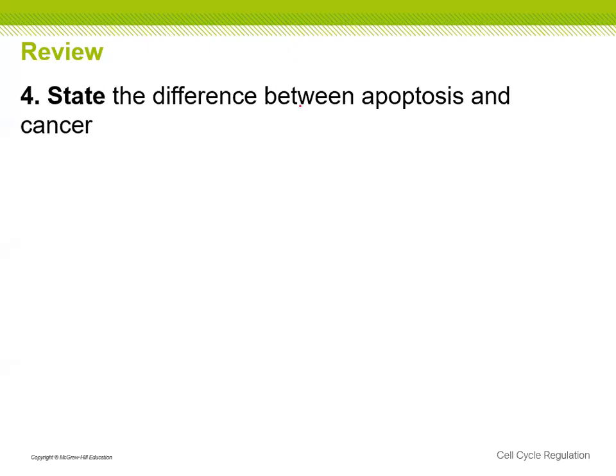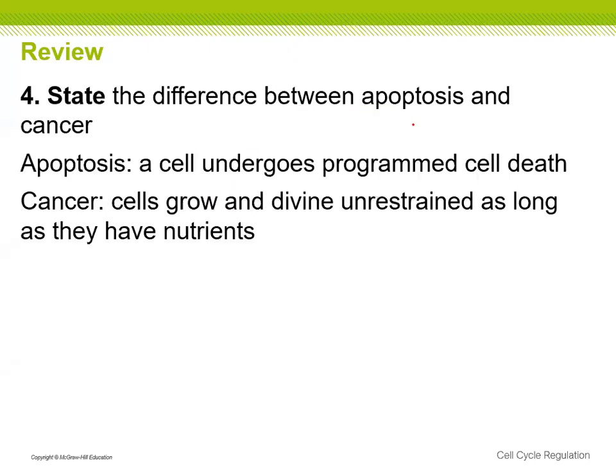Okay. So what is the difference between apoptosis and cancer? We know that apoptosis is when we have a cell, it has an issue, it's copied something wrong, we're going to kill it. So it's when it goes under a programmed cell death. But cancer is a potential result if this apoptosis does not happen. This is when cells can grow and they can divide unrestrained as long as they have nutrients.